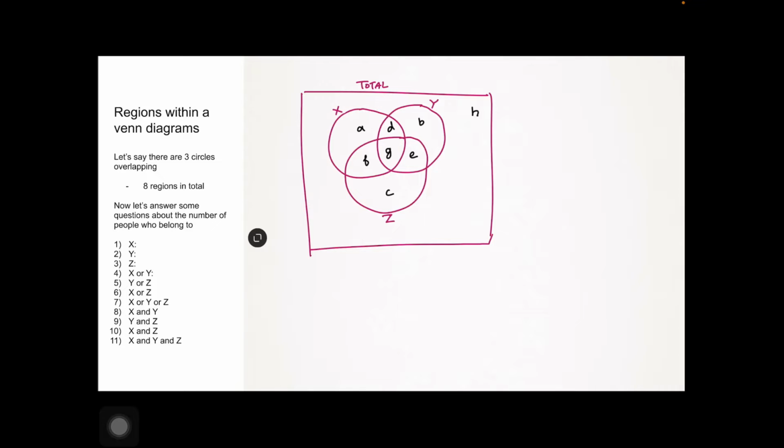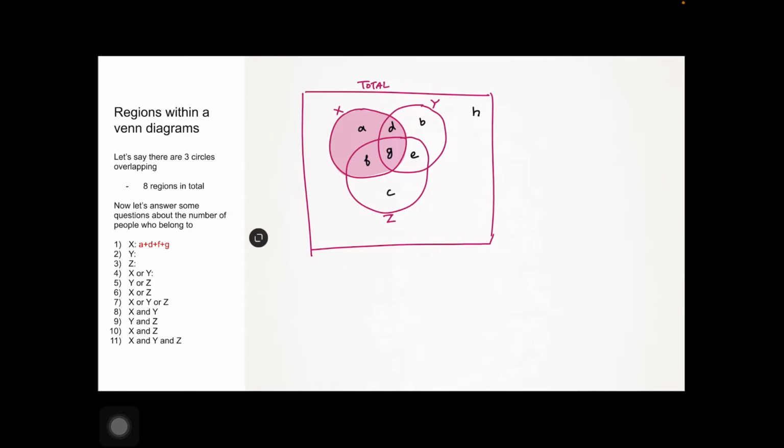Now let's try to answer some questions. How many people belong to X circle? A plus D plus G plus F. This is the number of people who belong to X circle.